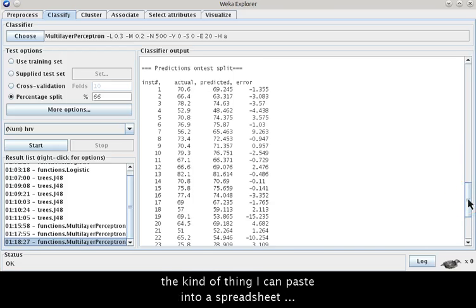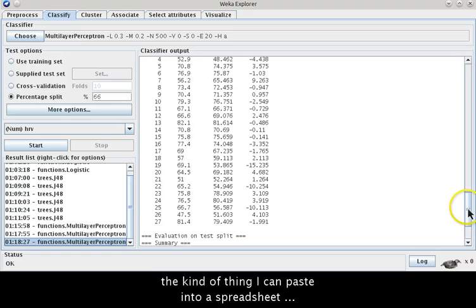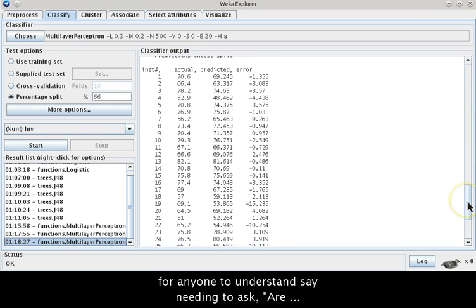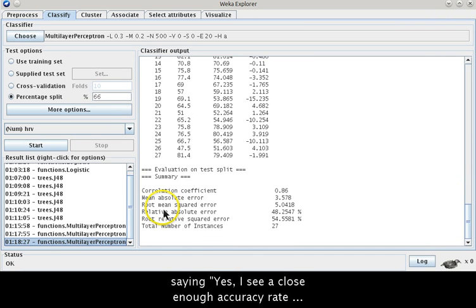My first thought was this is the kind of thing I can paste into a spreadsheet for anyone to understand, say needing to ask, are these predictions close enough? Because here's where we're at with the model. And I thought of them, without knowing what root mean square error is, saying, yes, I see a close enough accuracy rate here between these two. It's useful now. Or maybe them saying no, it's not useful now.